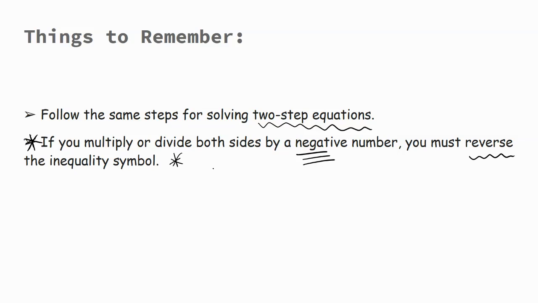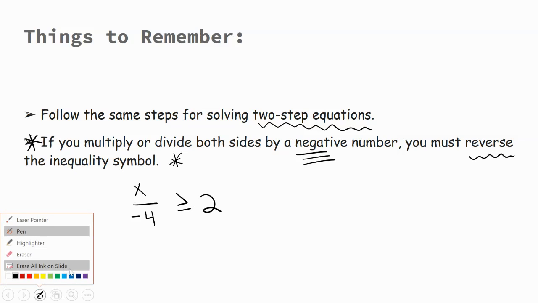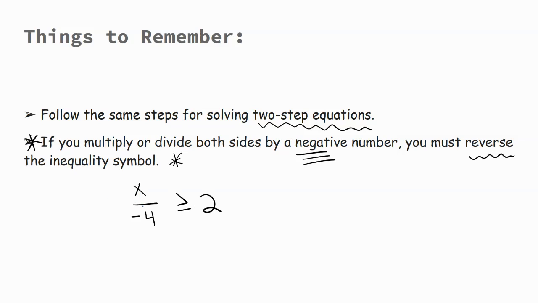Now, here's two really quick examples of what I'm talking about. So here's a little one-step inequality. Let's say we have x over negative 4 is greater than or equal to 2. Now, like I said, the steps are the same. So we still want to isolate our variable, which is x, right? And in this case, I have division because I'm doing x divided by negative 4.